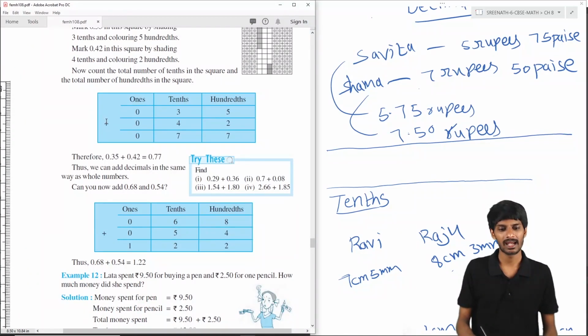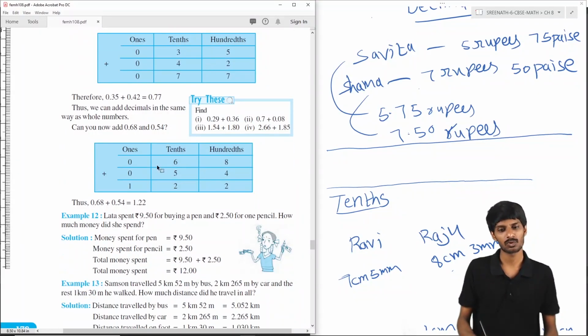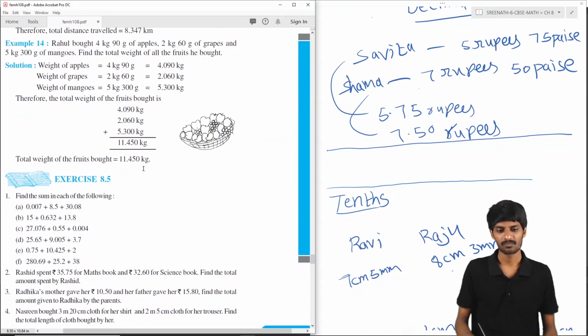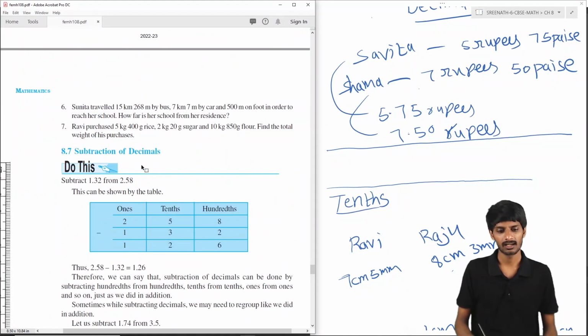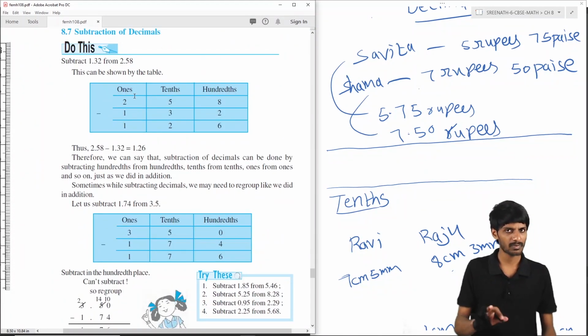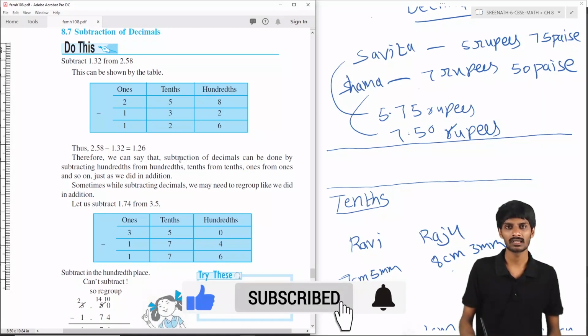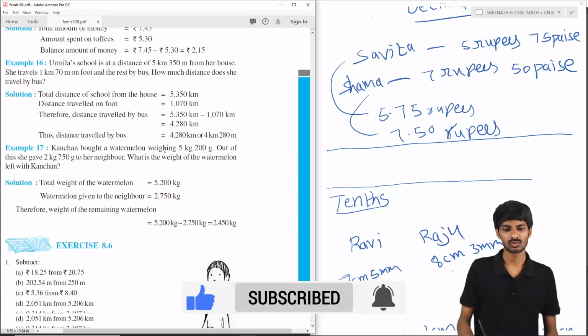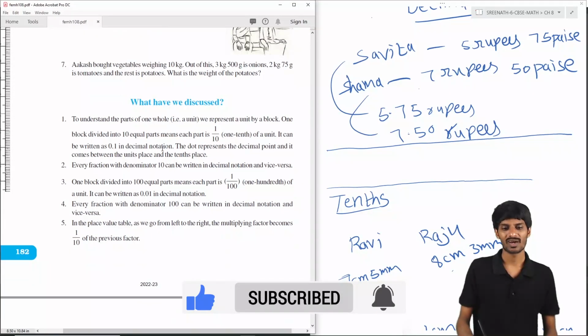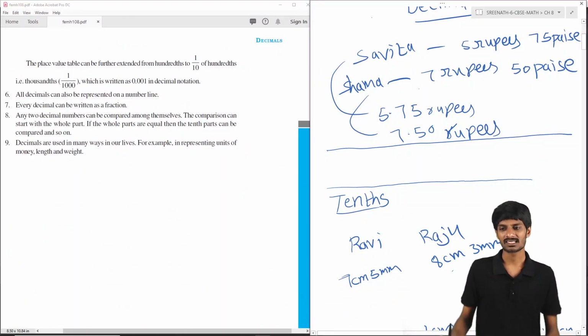In the addition of decimals, just add corresponding ones, corresponding 1/10s, corresponding 100s. That is the thing. Next thing is subtracting decimals. In the case of subtraction also, just subtract the corresponding ones, corresponding tens, and corresponding 100s. Like that you have to do the task, students. So finally our chapter is completed. Our chapter summary is also completed, students.